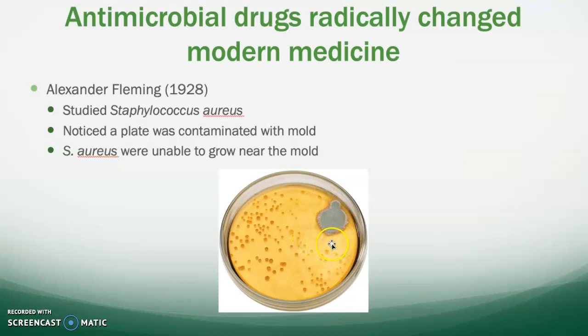And so what he was able to determine from this was probably this fungus here, this mold, was able to produce something that was killing the bacteria near it. And so he started to think about how we could use whatever it is that this mold was producing to treat infections with this particular bacteria. And this mold was actually called penicillium, which is why we now have penicillin.